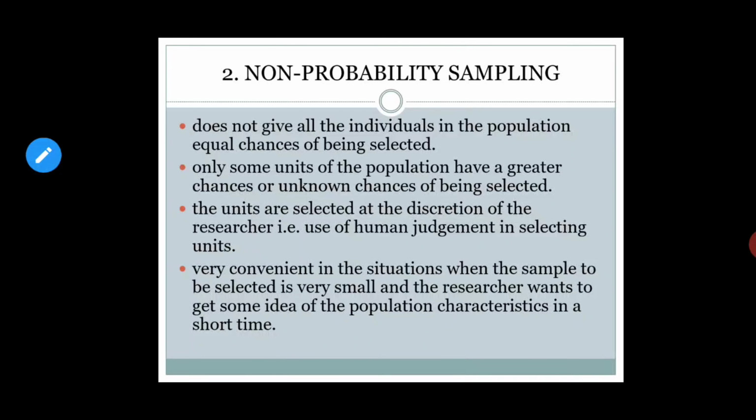The units are selected at the discretion of the researcher. That means he has the power to decide who gets to be in the sample and who does not get to be in the sample. That is, use of human judgment in selecting units. Very convenient in situations when the sample to be selected is very small, and the researcher wants to get some idea about the population characteristics in a short amount of time.